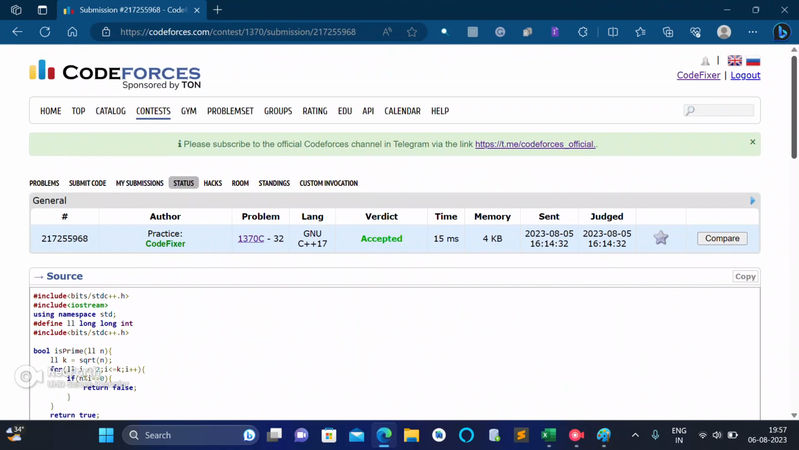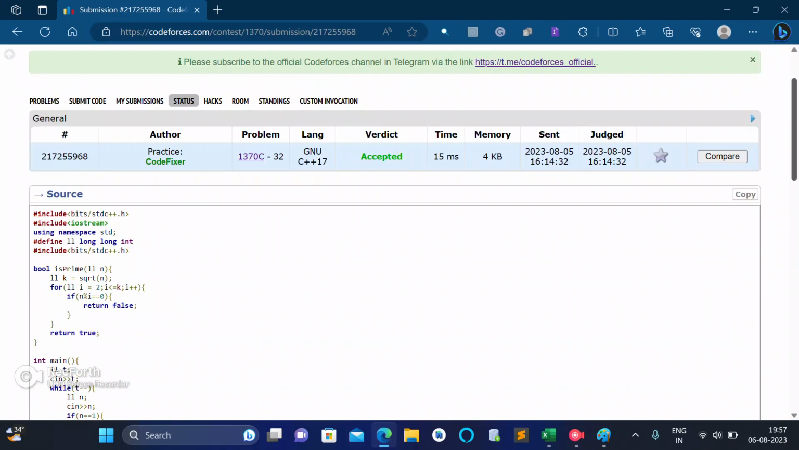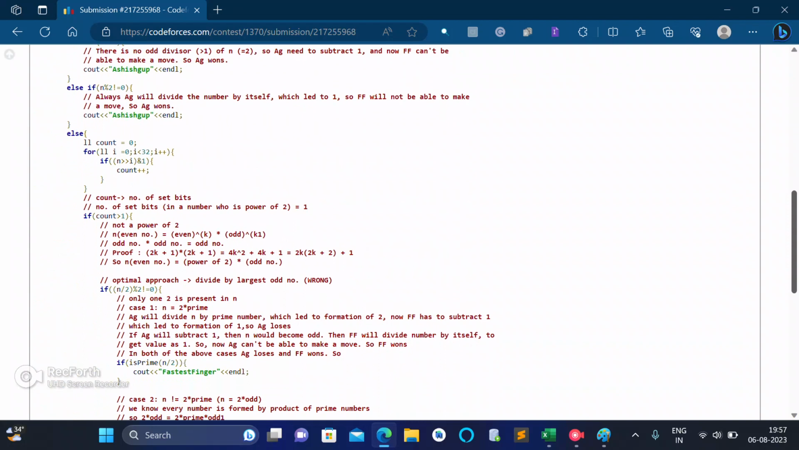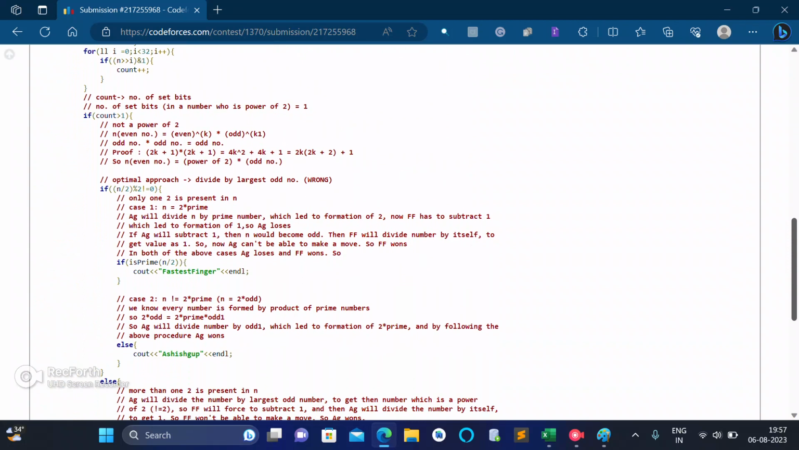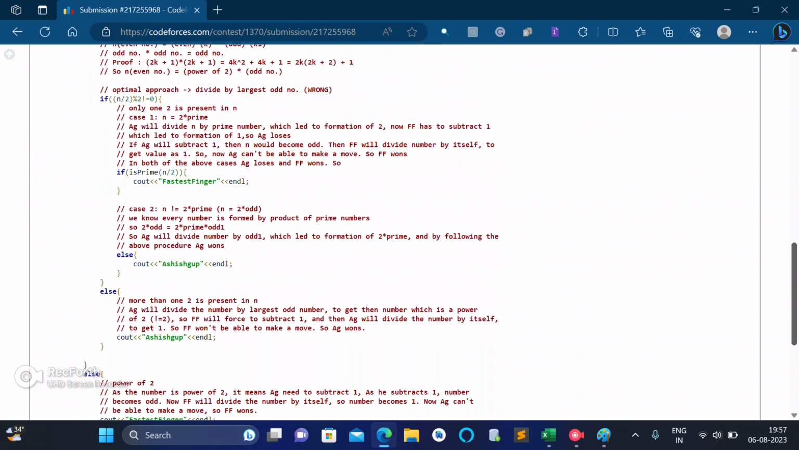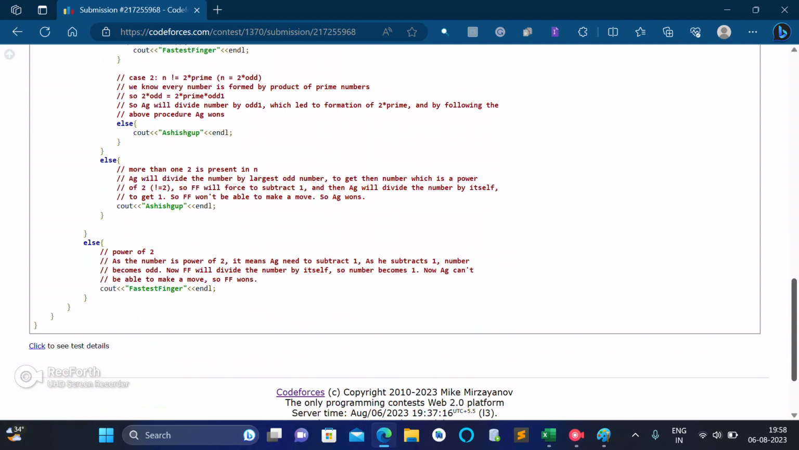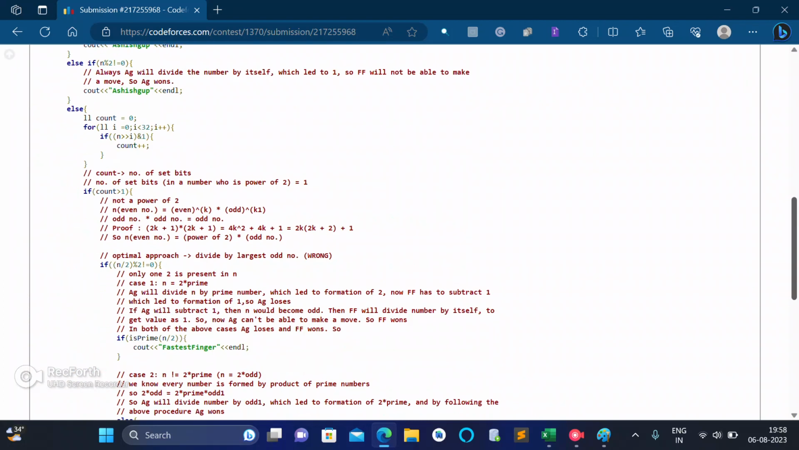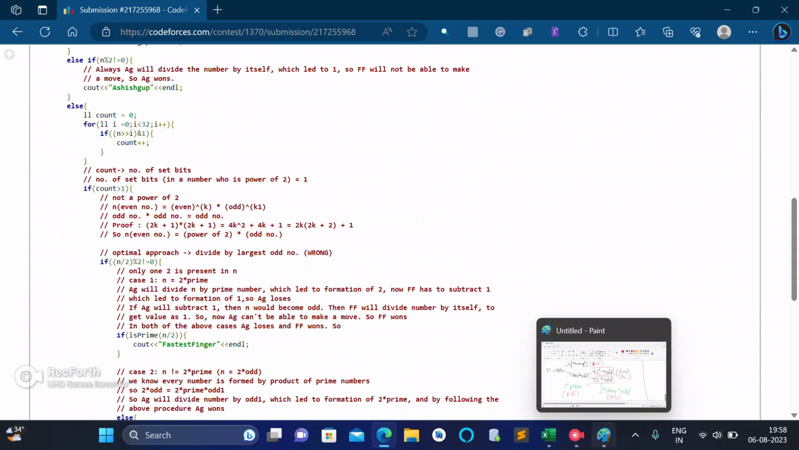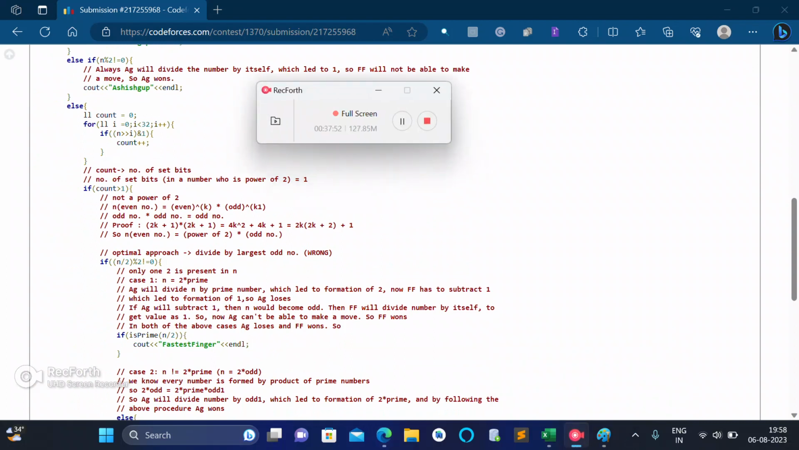And this is actually the code. You can go to my handle Code Fixer and you will be able to find the code here. I have given the proper explanation of each and every step, why I applied this step and what is the logic behind this step and how the process will go on. You will see the code here only.